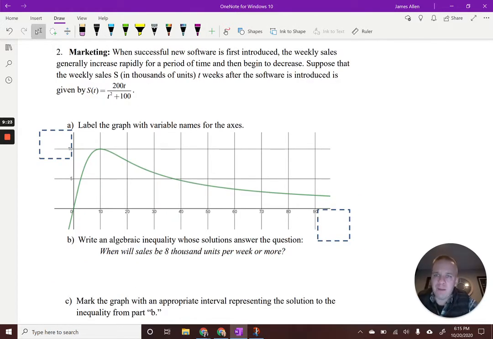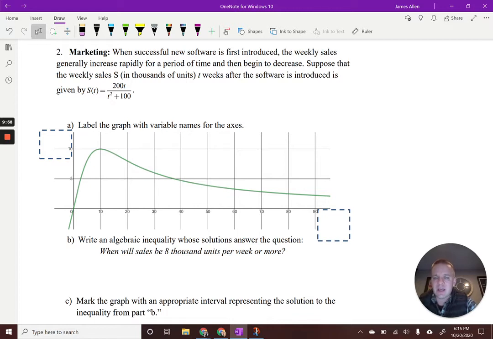Now we've got ourselves a marketing problem. When successful new software is first introduced, the weekly sales generally increase rapidly for a period of time and then begin to decrease. It's kind of like when they release a new game, right? Everyone's like, I got to have it, and then it kind of peters out. Suppose that the weekly sales S, in thousands of units, T weeks after the software is introduced, is given by the function S of T equals 200T over the quantity T squared plus 100. Label the graph with the variable names for the axes.